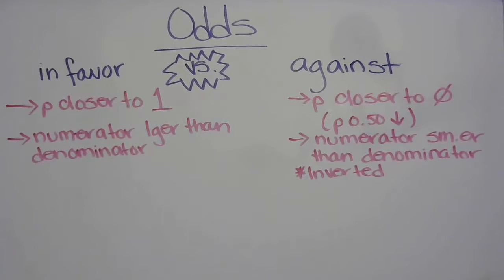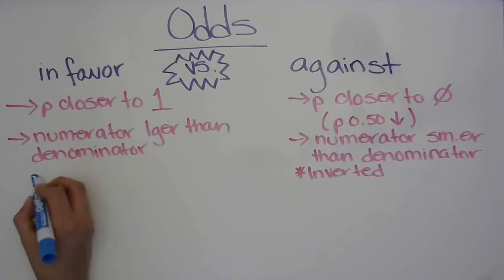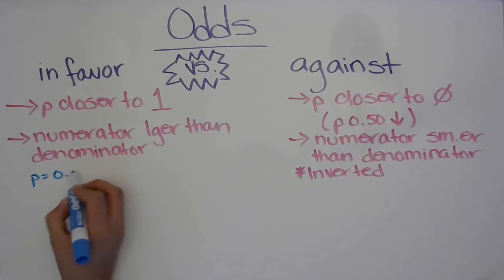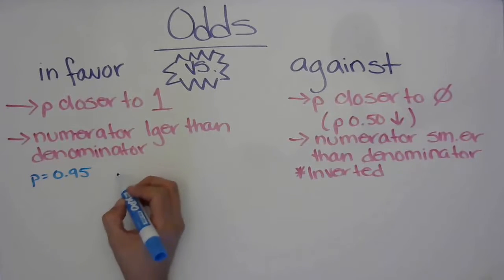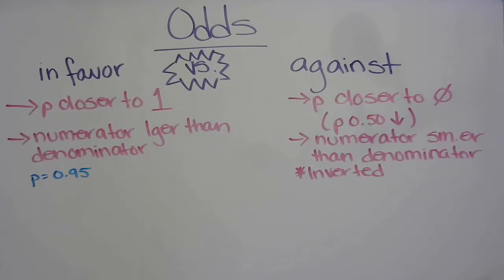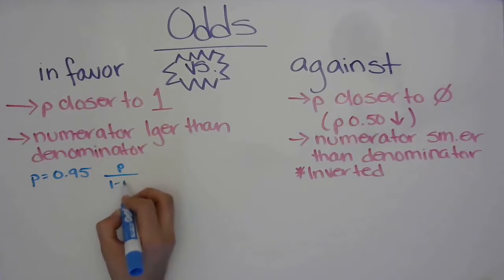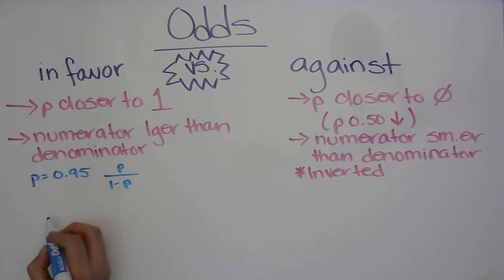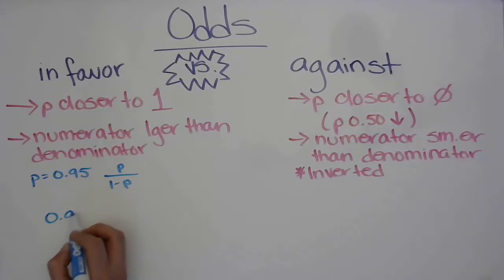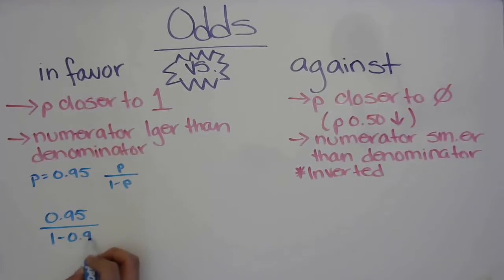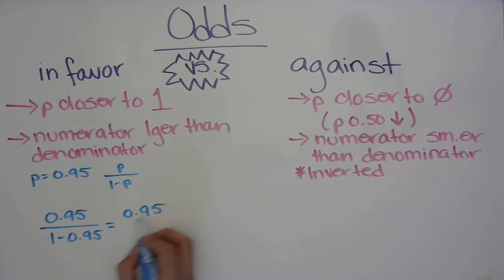So let's go ahead and just do a couple quick examples just to show you a little bit more of what I'm talking about. So let's deal with a probability of 0.95. Now, we know that our formula for odds is probability over 1 minus probability. So let's just go ahead and plug that value in. So we have 0.95 over 1 minus 0.95. That's going to give us 0.95 over 0.05.